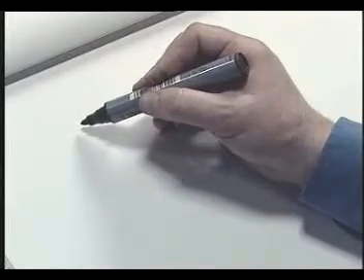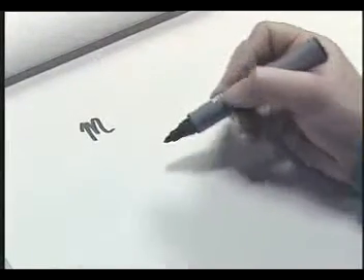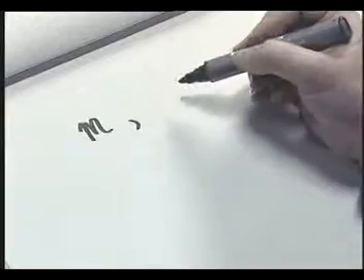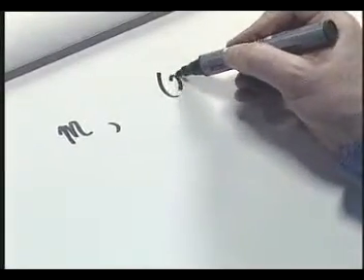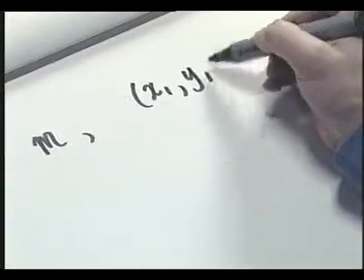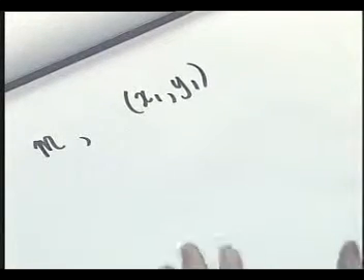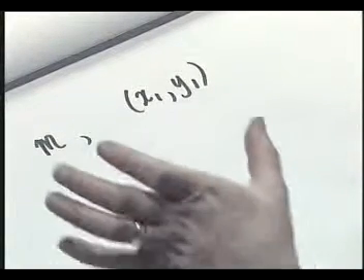Now, I want to do that again, but I want to do it for a more general case, where we haven't got specific values for the gradient and we haven't got specific values for the point. So this time, let's suppose we've got a straight line, its gradient is m, but it passes through a point with arbitrary coordinates, x1, y1. Let's see if we can find a formula for the equation of the line.